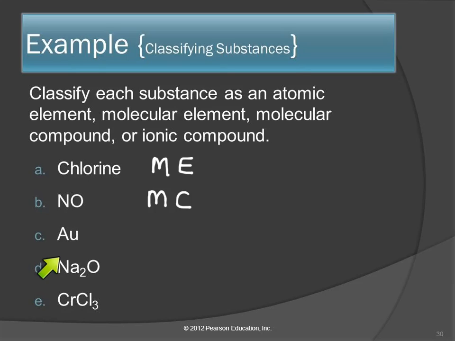How about gold? Au. That's an element. What kind of an element? Atomic. It's an atomic element because it's not one of the horses needs oats for clear brown eyes.